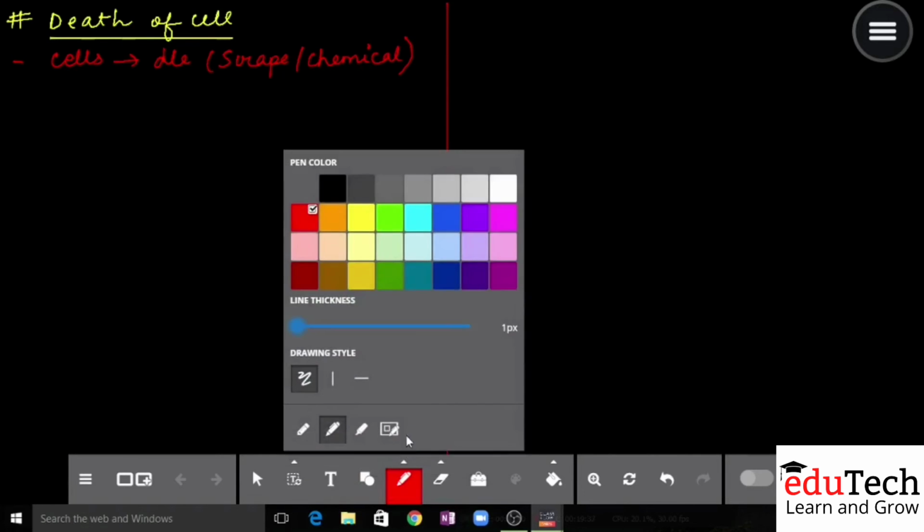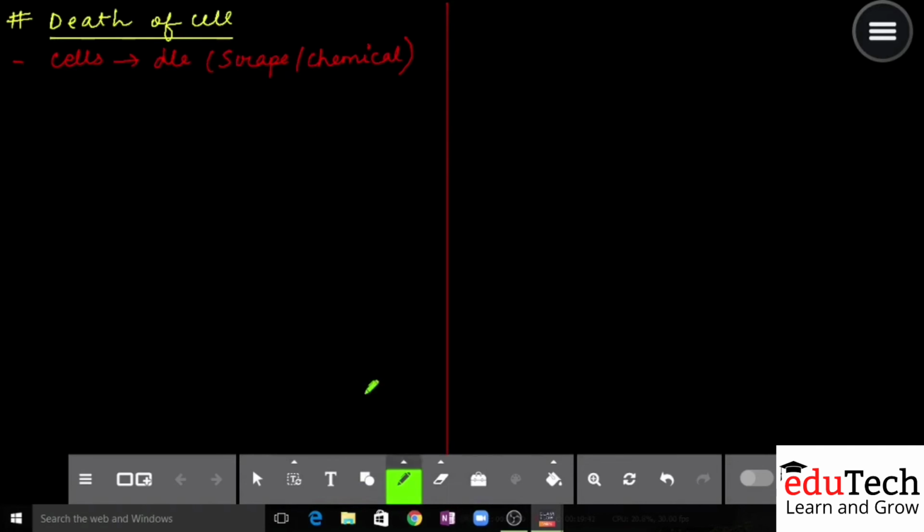Right. Let's take one example. If your body cells die, now why would they die? For example, if you scrape the skin, or a chemical falls on it, what will happen to the cells there? They will die. Now this is not good. This kind of death, where either you scrape it by mistake, or by mistake a chemical falls on your tissue or the skin, this kind of cell death is what we call necrosis.